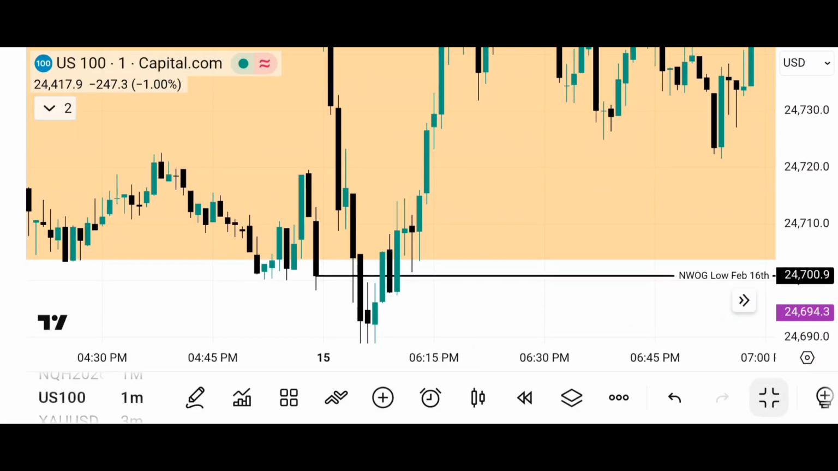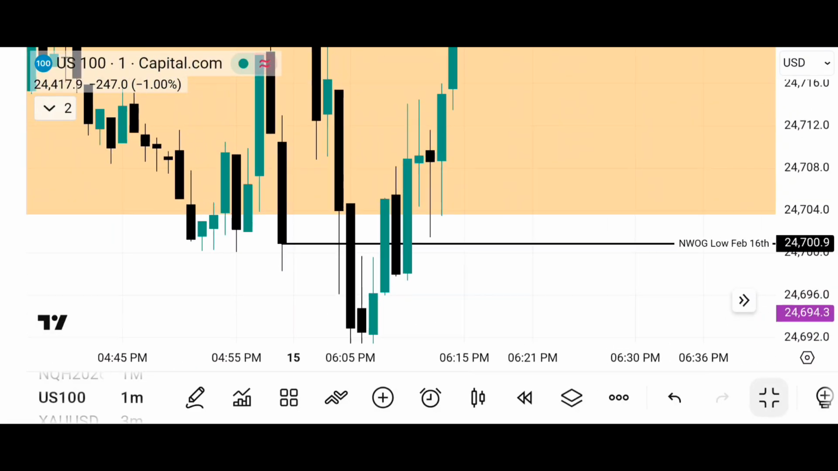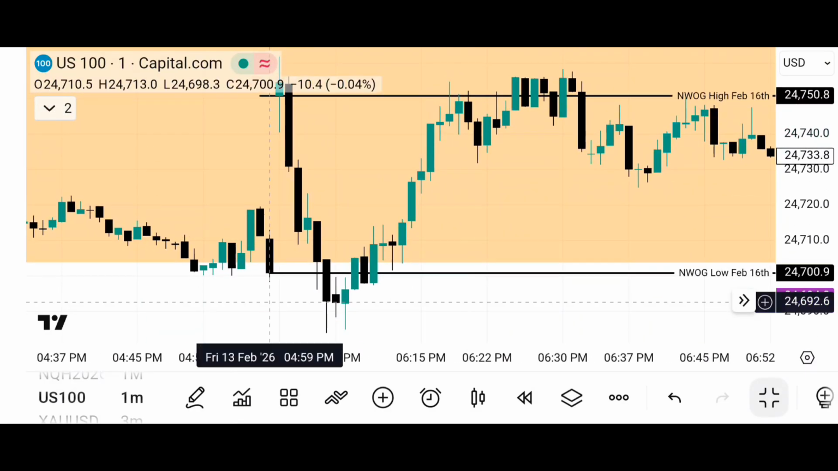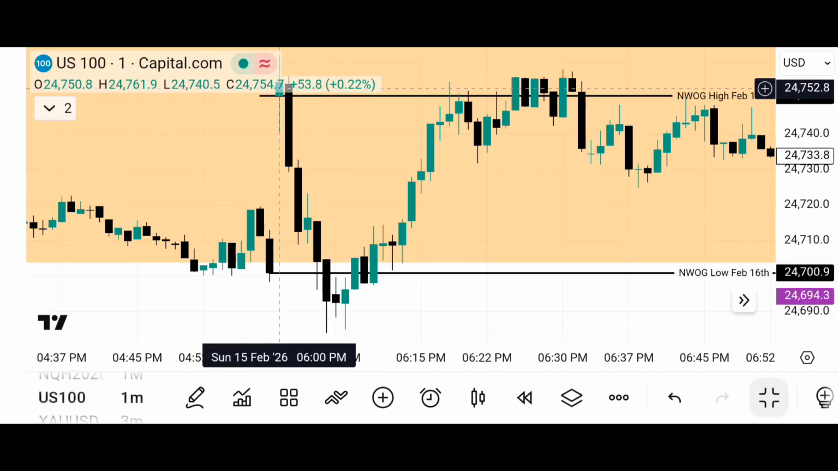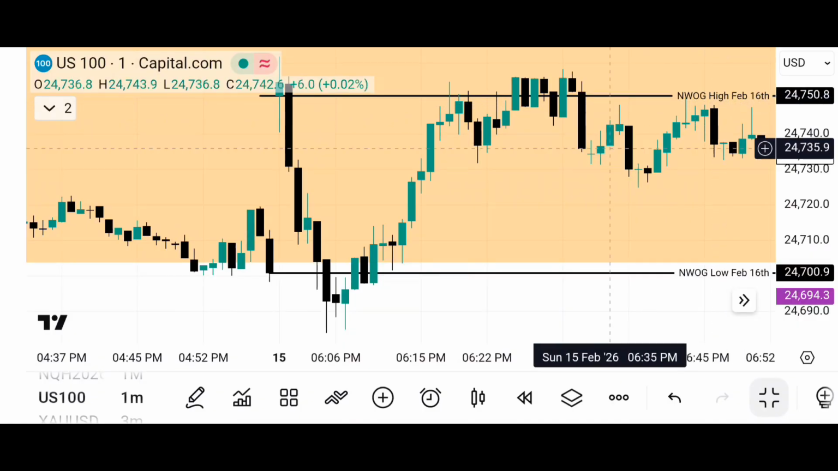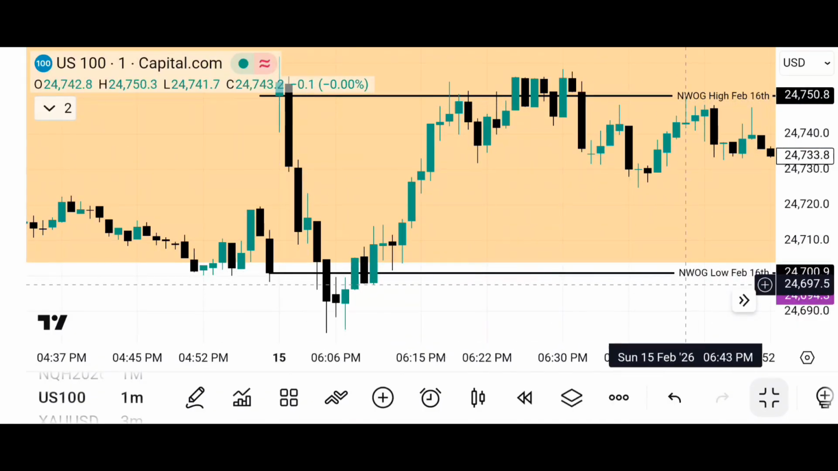Okay, the level is being drawn. Now, on the new week open gap, this was the candle before the market closes, and this up here is a candle after the market opens. All right, now this is the high. That's why it's labeled new week open gap high, and this is the low. That's why it's labeled new week open gap low.